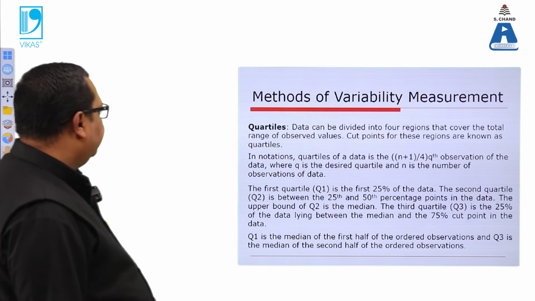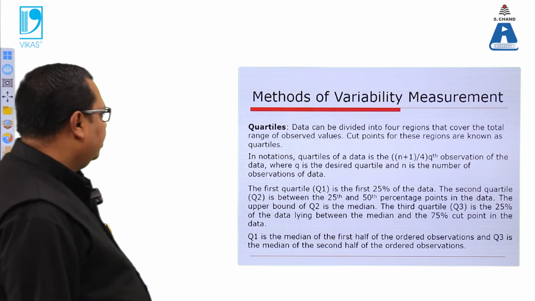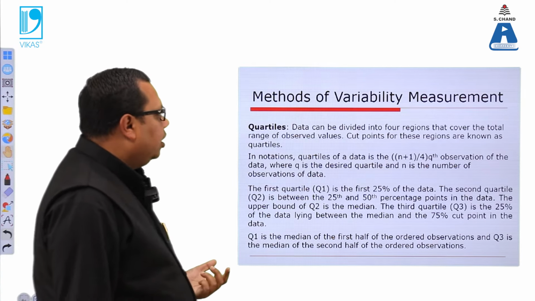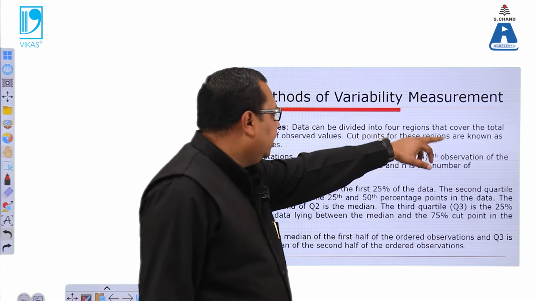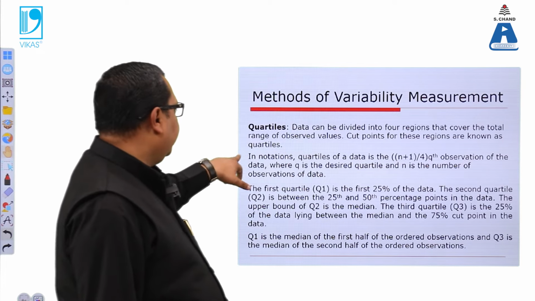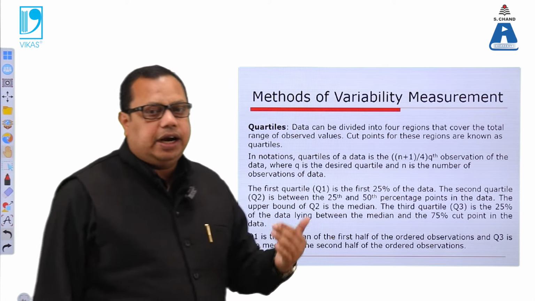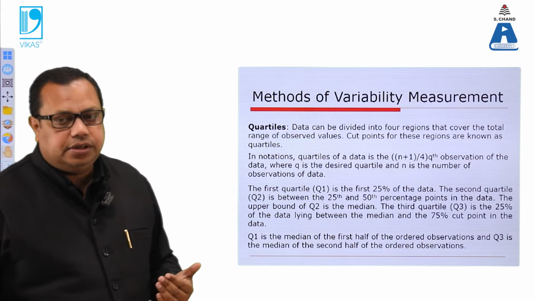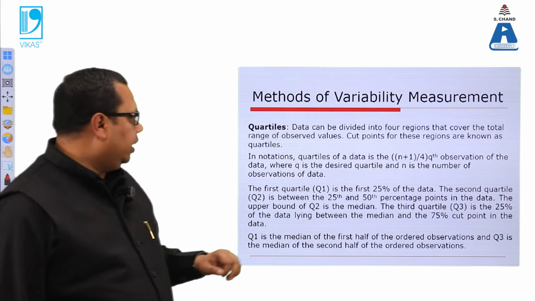After this, we have the quartile. We can calculate the quartile. What is a quartile? As we have mentioned, the data can be divided into 4 regions that cover the total range of the observed values. These regions are known as quartiles. So we are breaking the entire data into different categories. There are 4 categories in which we are breaking the particular data.